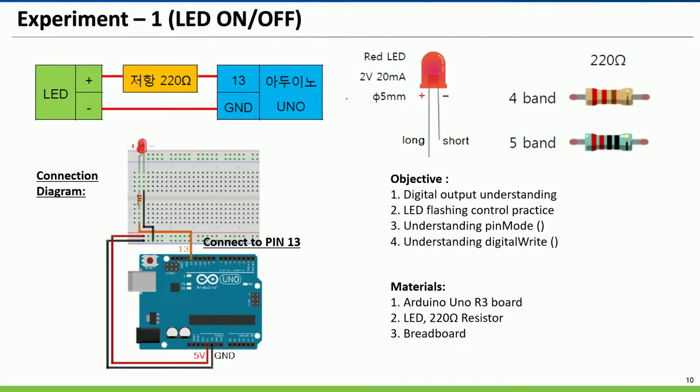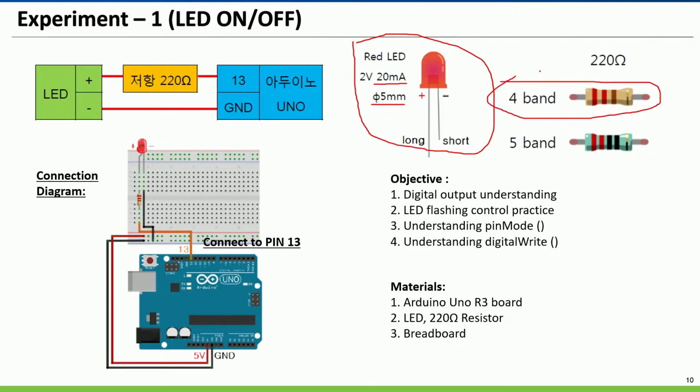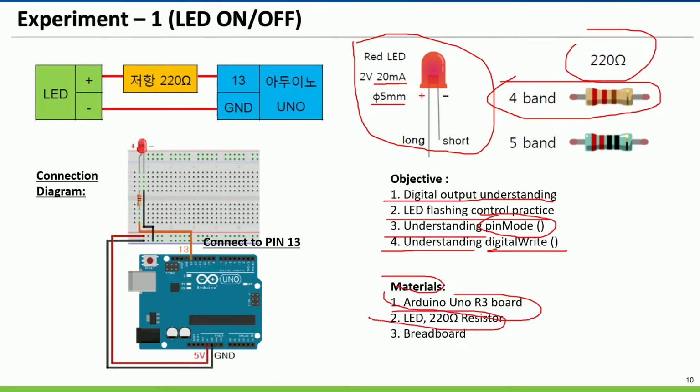and you need only one LED. Maybe a red LED is the requirement, operating within 20 milliampere, and this one is 5 millimeter diameter. And you can use the 220 resistor. And the objective in this experiment, first, is understanding digital output and flashing control practice, understanding the pinMode function, understanding digitalWrite, and the materials are Arduino Uno, LED, resistor, and breadboard.